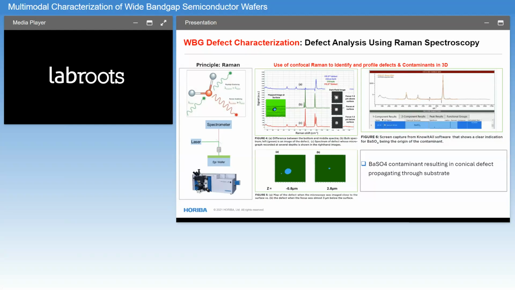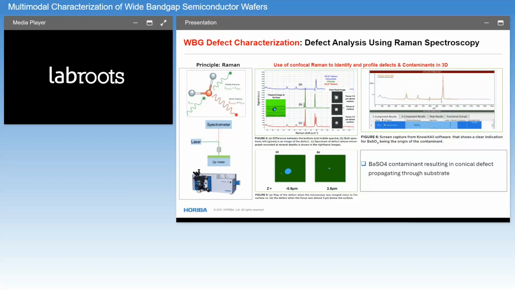So here's another illustration of the use of Raman spectroscopy for defect characterization, and I'll use the opportunity to provide a shout out to my colleague, Dr. Fran Nadar, who just shared this data with me. It's very hot off the presses. And this is a silicon carbide wafer, and it's just looking at various defects.